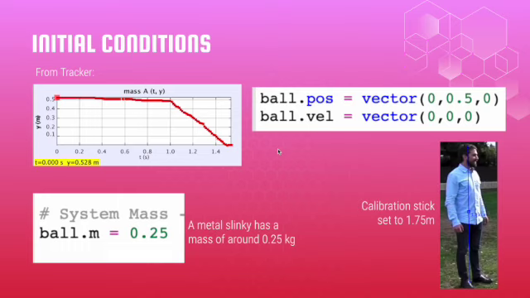The initial conditions I used for the computational model I got from Tracker. I got at this point that the initial position was around 0.5 meters, and the mass of a slinky is around 0.25 kilograms, and again, calibration stick set to 1.75.